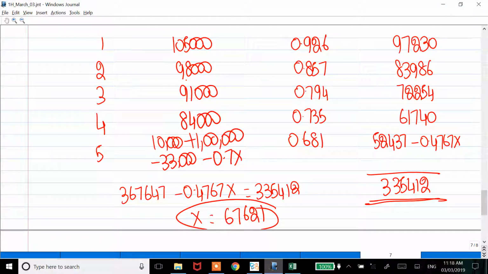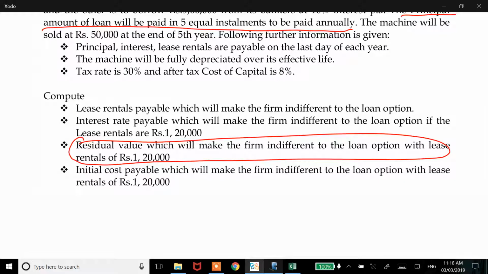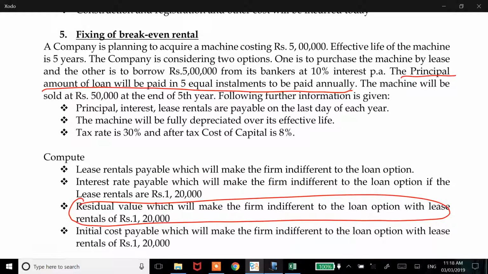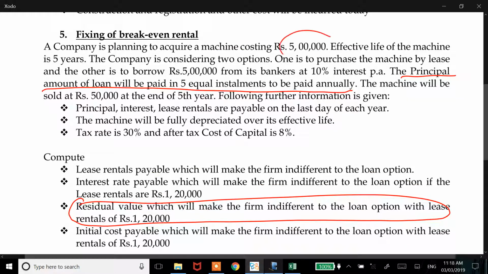Okay, now listen. Last part says initial cost payable which will make the firm indifferent to the loan option with lease rent of 1 lakh. Now this is a very tricky part. Listen, what is the loan amount? What is the cost of the asset today? 5 lakhs. When the cost of the asset is 5 lakh, loan is 5 lakh.